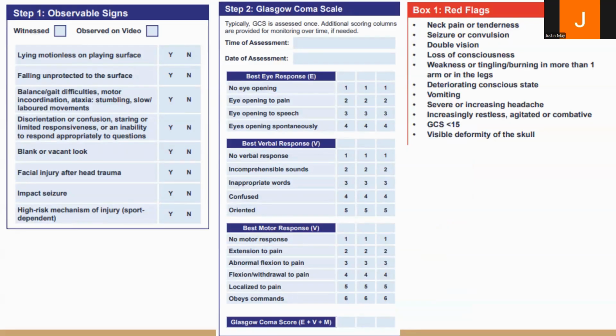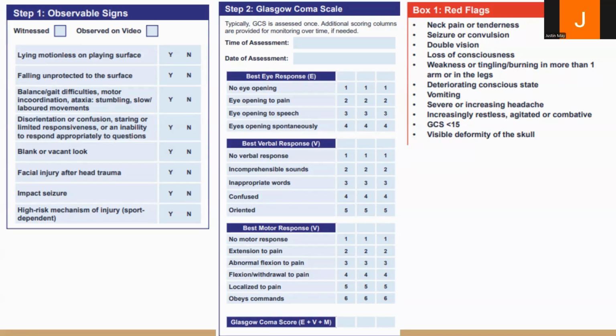We're looking to see if the athlete is lying motionless on the playing surface, if they're falling unprotected onto the surface, if they have balance or gait difficulties, motor incoordination, ataxia, stumbling, slow, laboured movements. If there's disorientation or confusion, staring or limited responsiveness, or an inability to respond appropriately to questions, a blank or vacant look, facial injury after the head trauma or impact seizure, or a high-risk mechanism of injury.